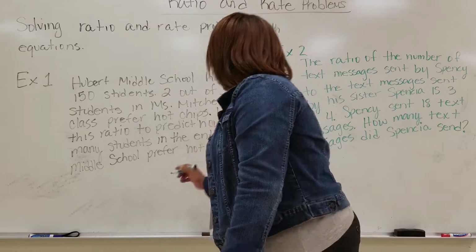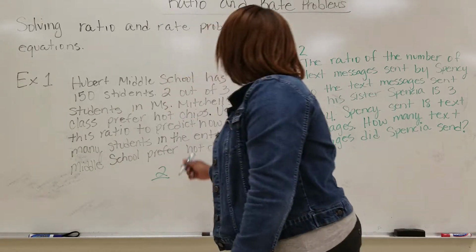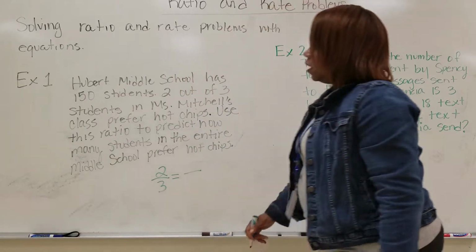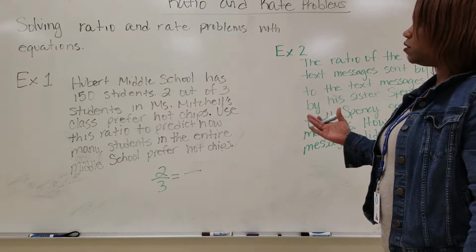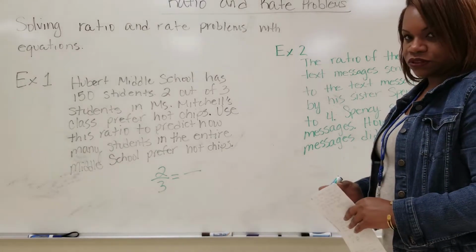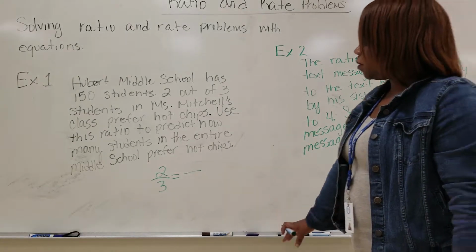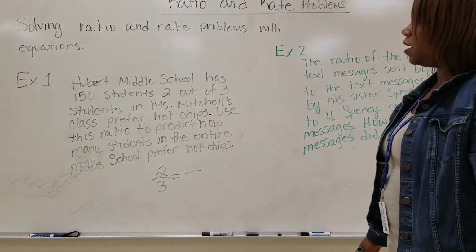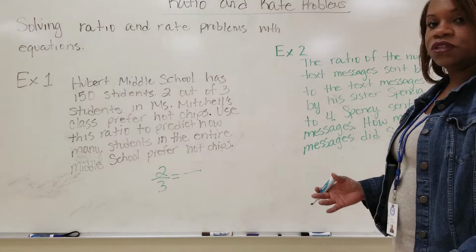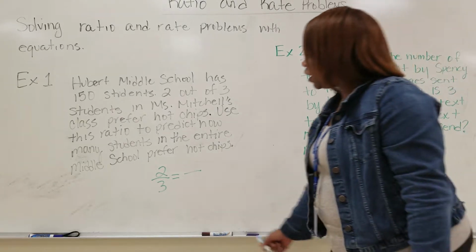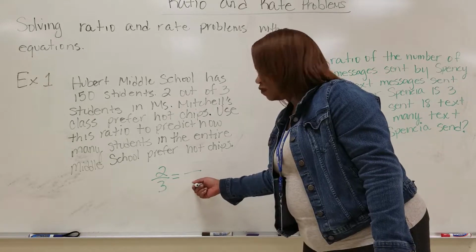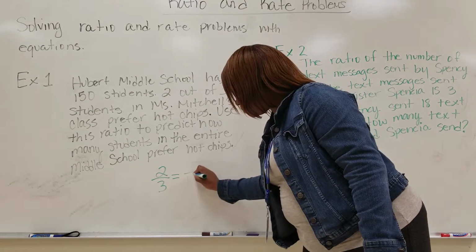To write 2 out of 3 as a ratio, 2 would be the numerator and 3 would be the denominator, okay? Now, 2 out of the 3 meaning that that is the total, and then we're taking 2 out of that 3. The next part is the right side. So Hubert Middle School has 150 students. So in total, there's 150 students. So therefore, if the total was here, this 3, the 150, the total would be here too.